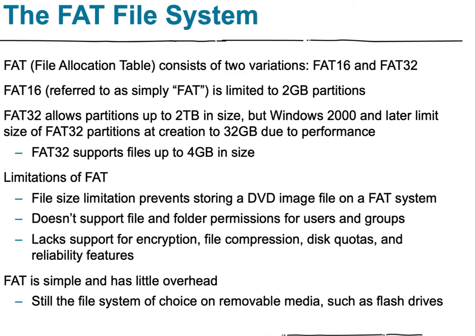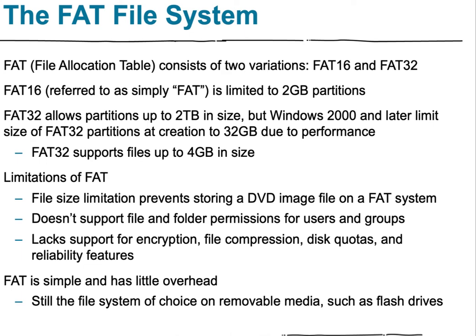FAT32 arrived on the scene with the release of Windows 95 OS R2 in 1996. The main difference between FAT16 and FAT32 is the size of disk partitions that can be formatted. FAT16 is limited to 2 gigabyte partitions in most implementations, although Windows NT permits partitions up to 4 gigabytes.